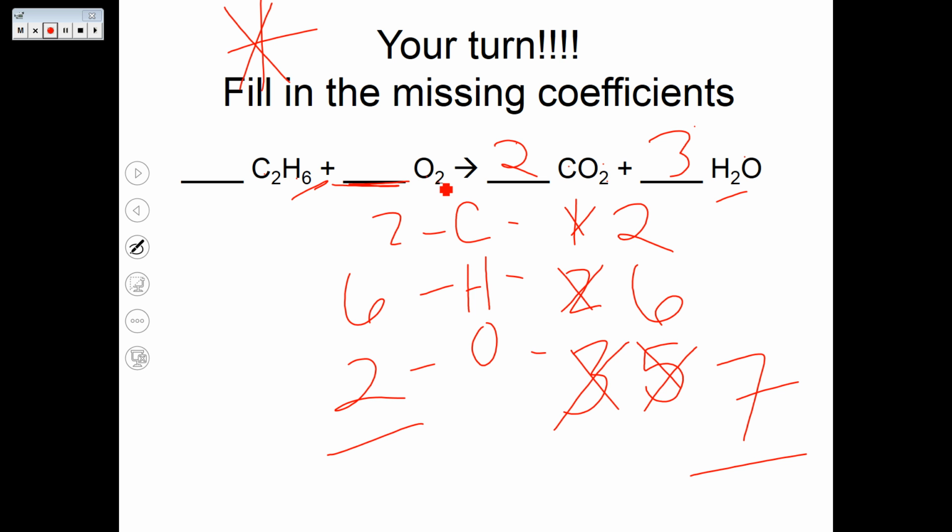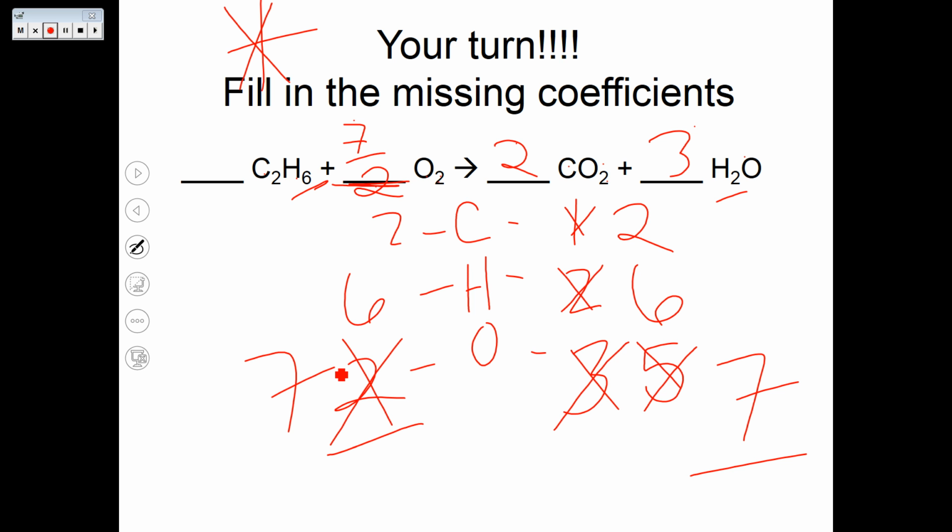So here's the trick. The only number, whole or fraction-wise, that will make those oxygens the number 7 is if you put a fraction 7 over 2. Remember, 7 over 2 times the 2 gives me the 7 oxygens that I need. So by putting the fraction 7 over 2, I have balanced the equation.